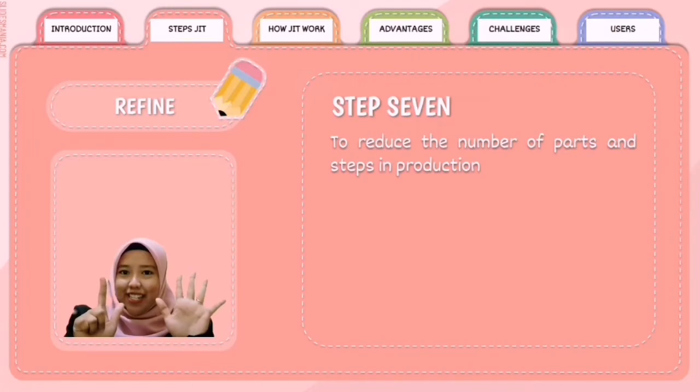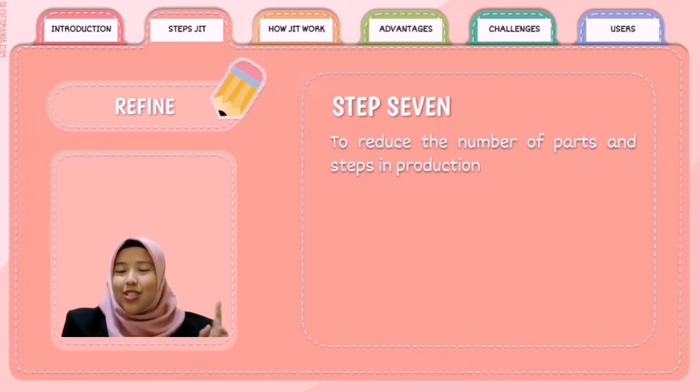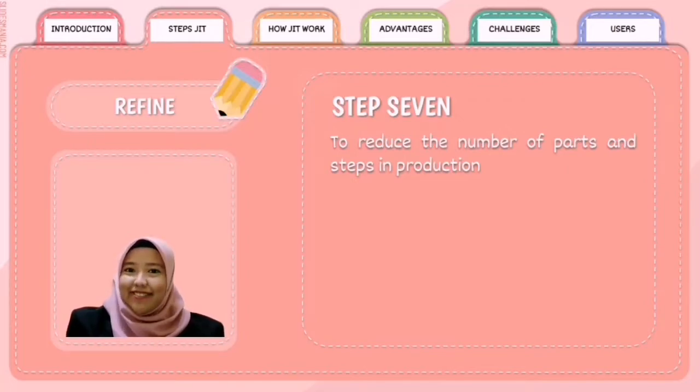Step number 7 is to refine, where they need to refine the entire process to reduce the number of parts and steps in production. They may be refining, standardizing, and reviewing the entire process of JIT.